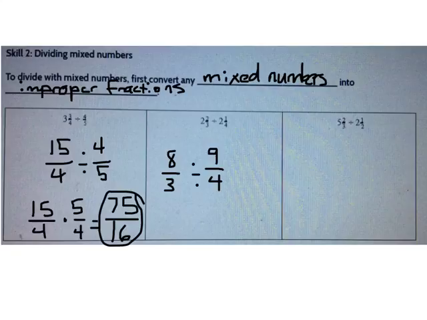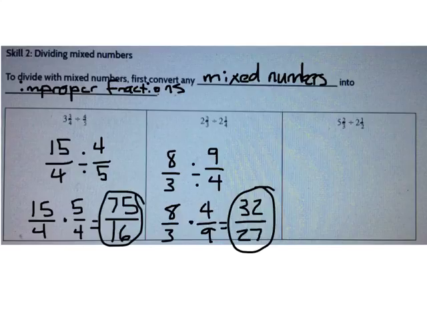Now I can multiply by the reciprocal. Go ahead and do that now. You can leave your answer as an improper fraction. What's 8/3 divided by 9/4? Well, 8/3 divided by 9/4 is the same as 8/3 times 4/9. That would give me 32/27. Now you try one on your own.